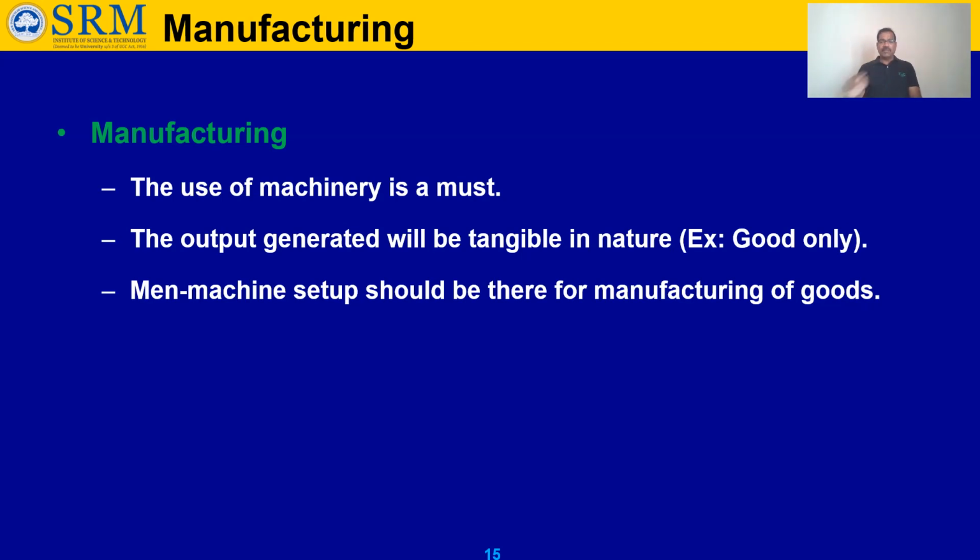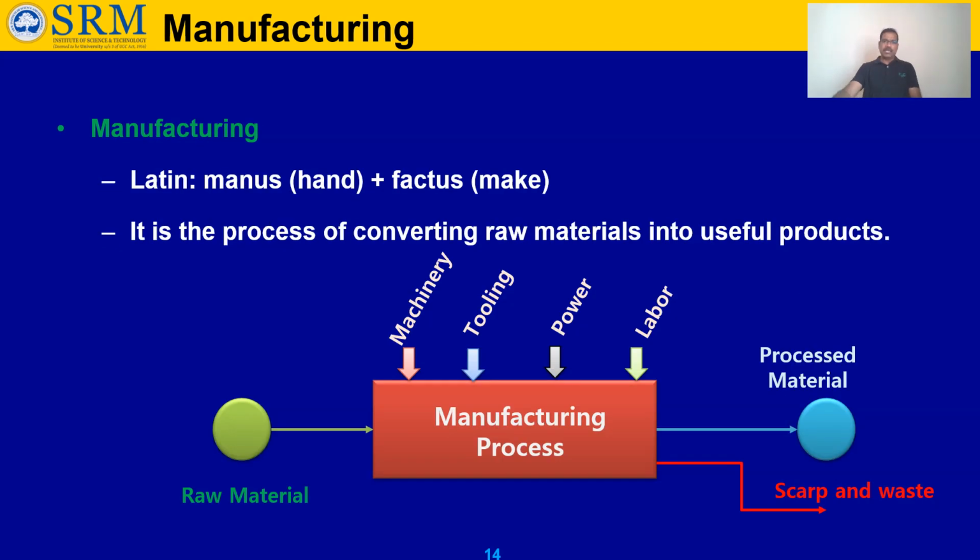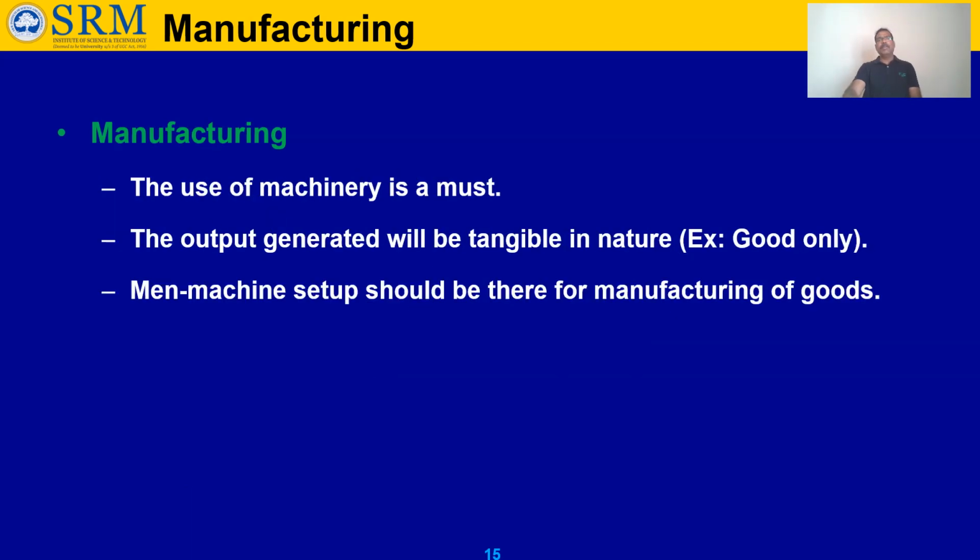Here, as we discussed, in the manufacturing process both man and machine setups are very important to make goods. So what is the difference between production and manufacturing? Production is all about converting resources into meaningful output, and it is not necessary to include machinery in that, but in manufacturing we necessarily have to include machines.